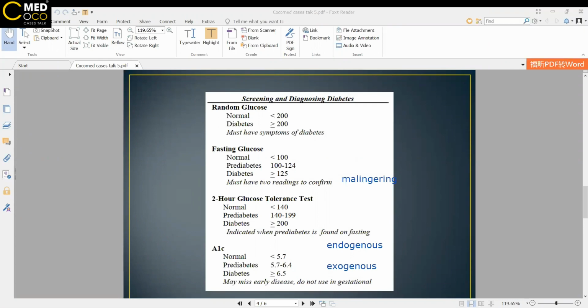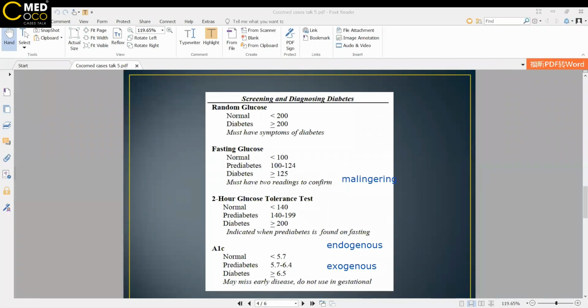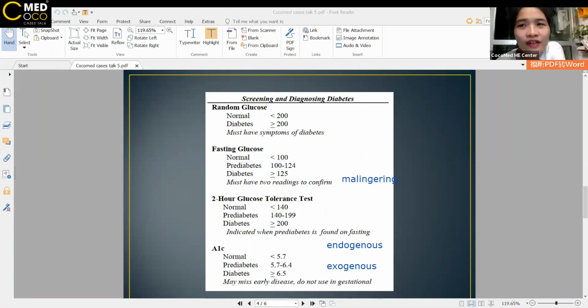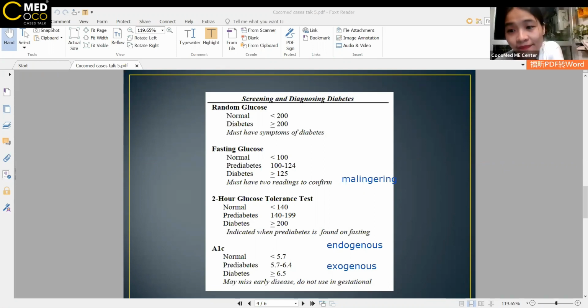Well, the symptoms of diabetes are increased thirst. Thirsty? Yes. Increased urination. We call this polyuria. We call this polydipsia. Yeah, and usually hunger. Hunger. And gain weight. Gain weight. Yeah.